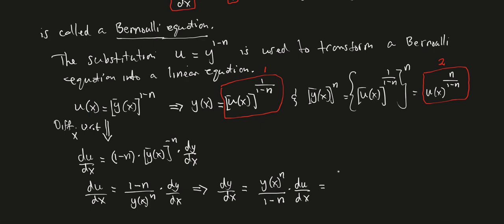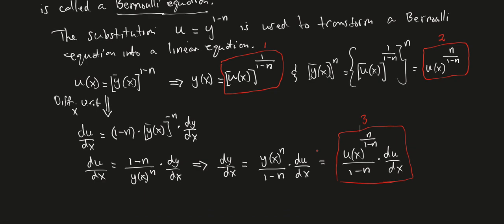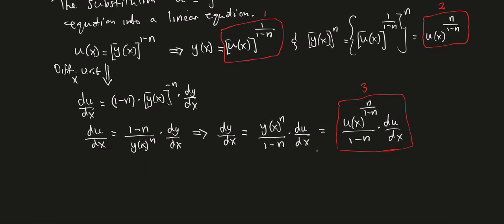So this is what we're going to do. So we're going to have u(x)^(n/(1-n)) all over 1 minus n times du/dx. And this is my new 3. So this is going to be number 3, right? So with these 3 equations that we have, we're going to substitute them into our original Bernoulli equation, right? And do a bit of algebra. Like I said, I hope you're really strapped in, right?